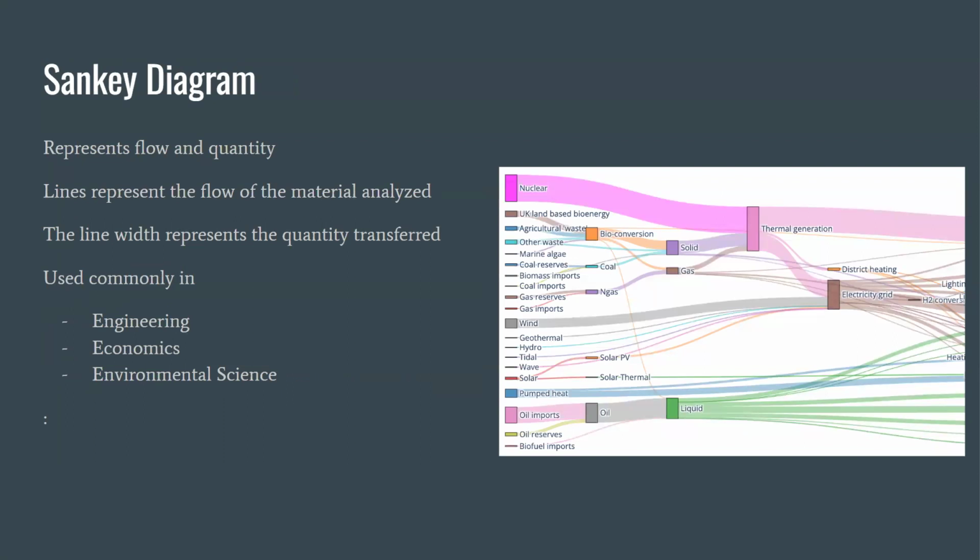Now, moving on to Sankey diagram. A Sankey diagram is a type of flow diagram in which the width of the arrows is proportional to the flow rate or quantity of the flow. They are useful for visualizing material, energy, or cost transfers between processes. They help in understanding where resources come from, how they are used, and where they end up.